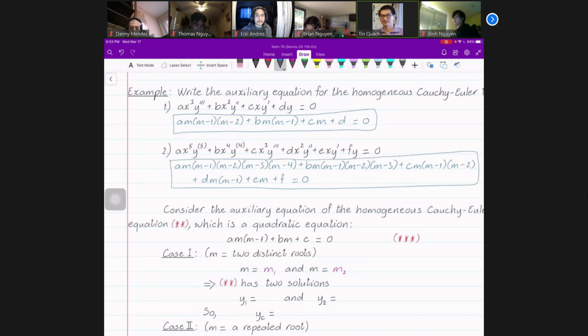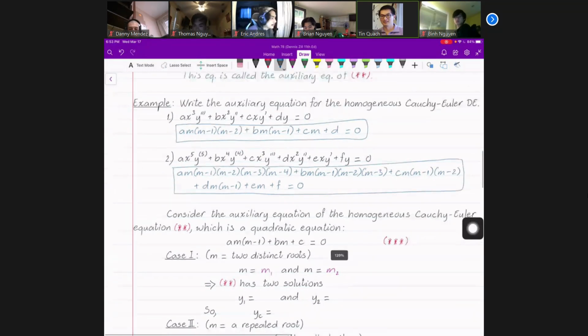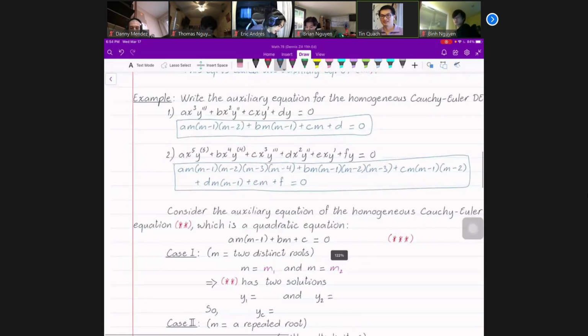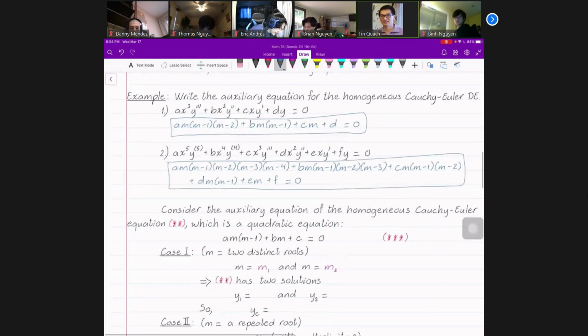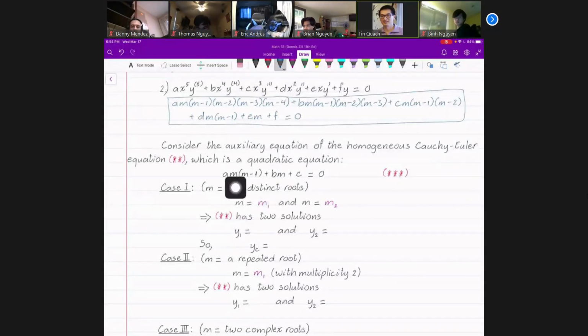So let's look at the case for the second order. I'm going to set the zoom at 123% so everything is inside the screen when I switch back to my Surface Book. So here is the auxiliary equation for the second order homogeneous Cauchy-Euler differential equation.